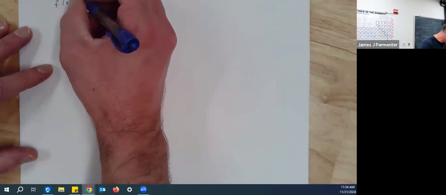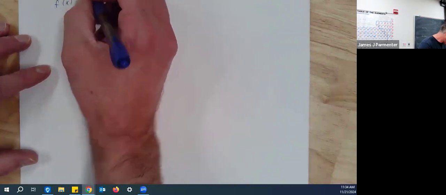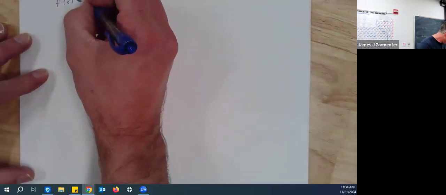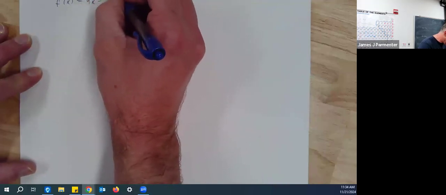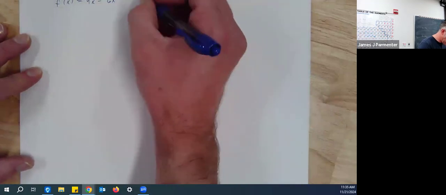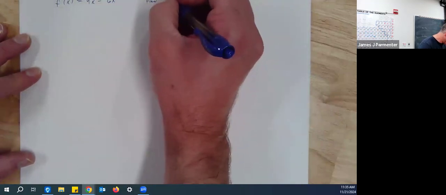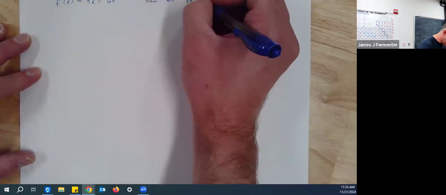So let's look at this function here. Well, this is a graphing problem as well. So f of x equals, no, it's not a graphing problem. He graphed it, but it doesn't say to graph it. So f of x equals 4x minus 6x to the 2/3. Find all relative extrema and inflection points. Ooh, I'm curious.